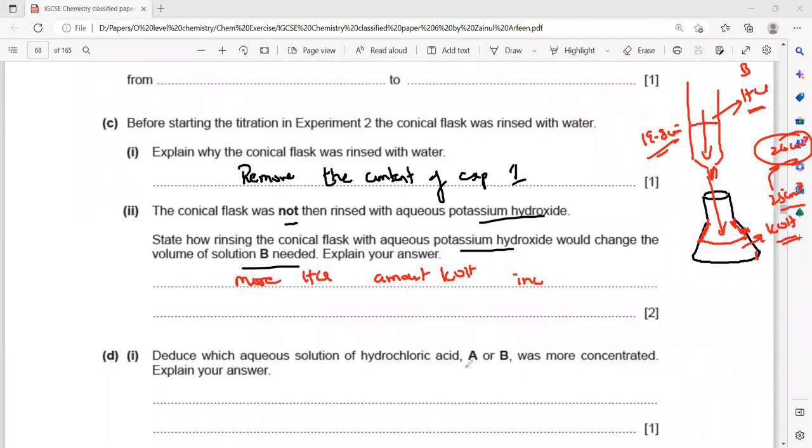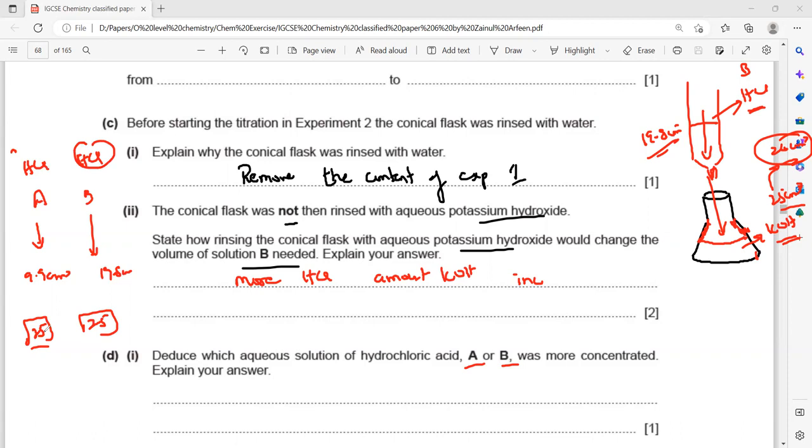Then deduce which aqueous solution, A or B, is more concentrated. For aqueous solution A, we need only 19.9 cm cube. For aqueous solution B, we need 19.8 cm cube for a complete reaction with 25 cm cube of KOH. So which solution is more concentrated, A or B? A is more concentrated because it needs less volume for the same moles. For A, 25 cm cube of KOH is in the conical flask, but we need only 19.8 here. We mention A is more concentrated because we need a small quantity for a complete reaction.